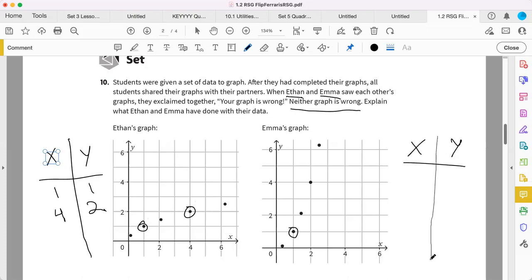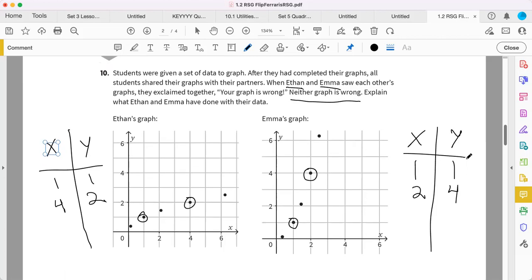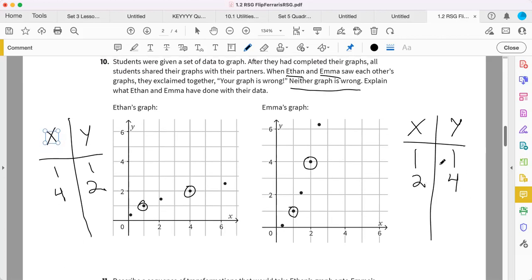Set up a little table, keep it organized. Still, that point (1, 1) is there. What other points are now in the mix? (2, 4) is there. So a few things you can say. Since these points swapped places, the (1, 1) is not the best example, but hopefully you can agree that from Ethan's graph to Emma's graph, your x's and your y's switched.